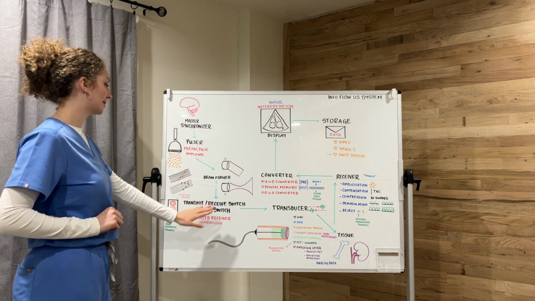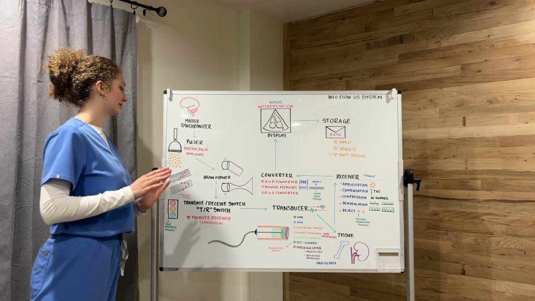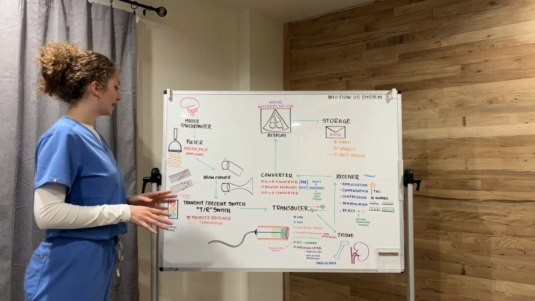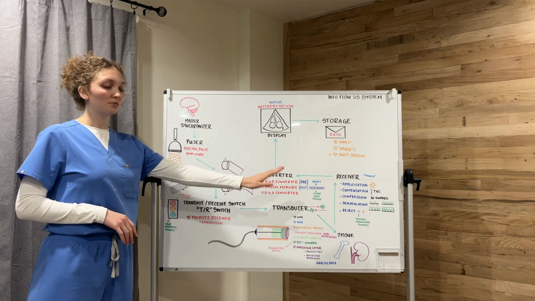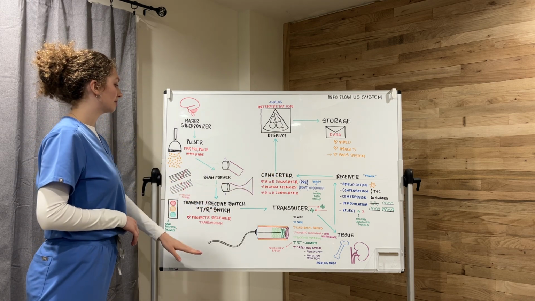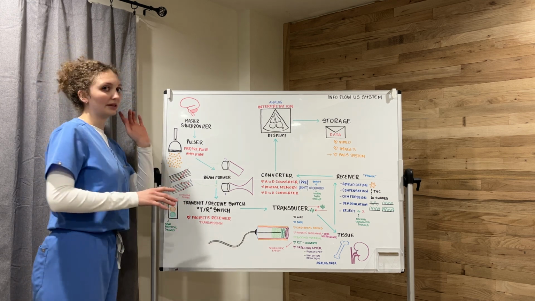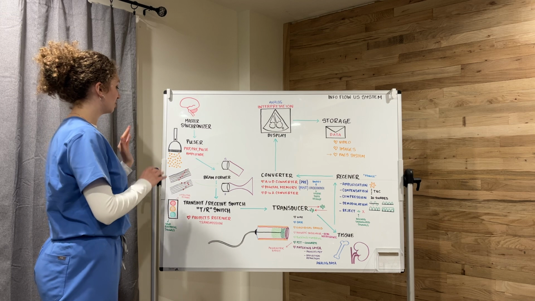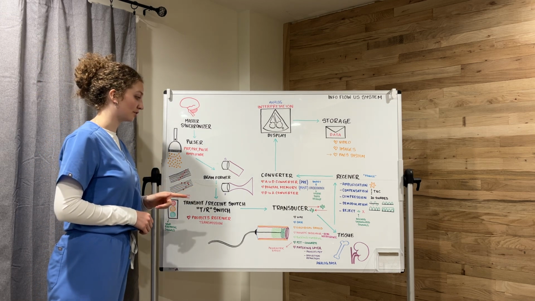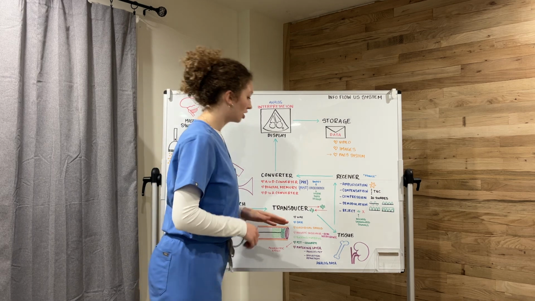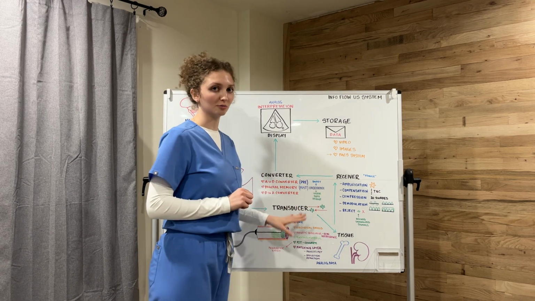Next, we have the transmit receive switch. This is also referred to as the TR switch, and it has two parts. One being it protects the fragile receiver from electrical impulses during transmission, and it also tells the machine to either listen for echoes or to send electrical signals. From the TR switch, we have the transducer, which sends and receives those signals, and it has multiple parts.